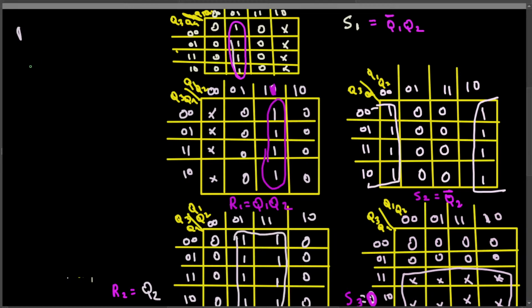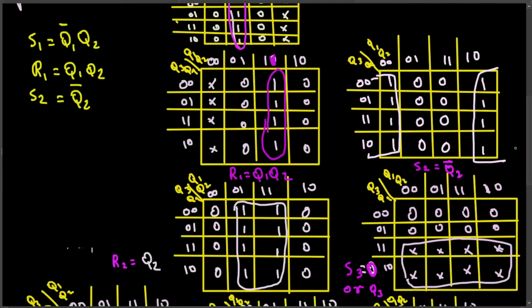Okay, the first one is S1. What do we got? Q1 complement, Q2. R1, what do we got? Q1, Q2. And S2, what do we got for that? Q2 not. And R2 we got Q2. And S3 we got 0 or Q3.